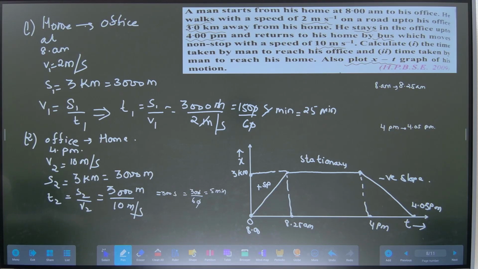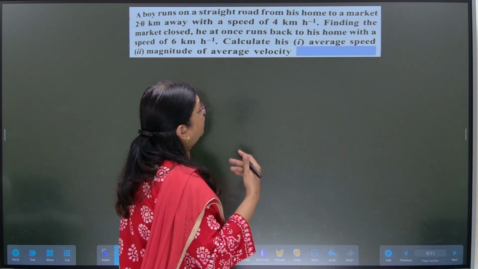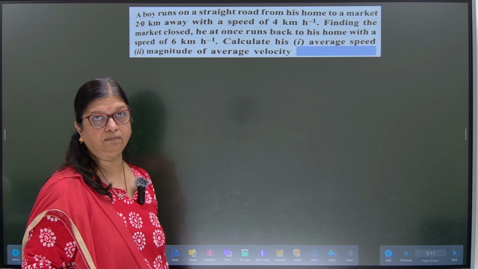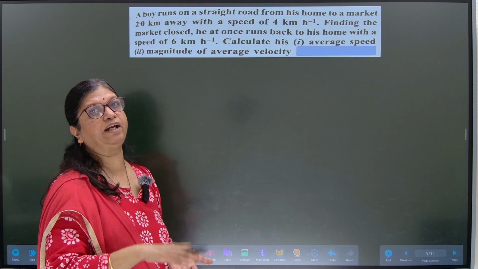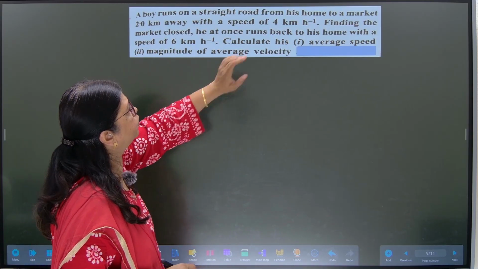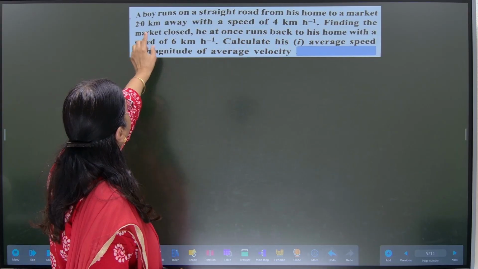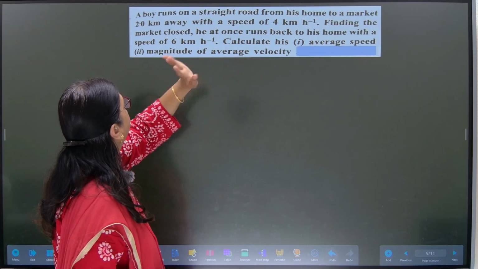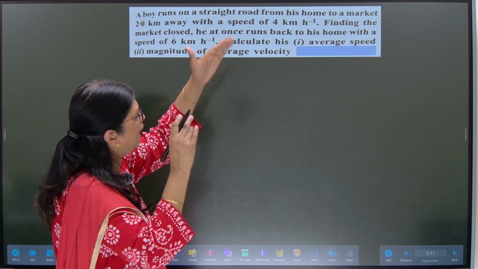Okay. Now I will go to the next question, which is again a little different from the previous question. We will first again write down what is given and find out what is asked. A boy runs on a straight road from his home to the market, 2 kilometers away, with a speed of 4 kilometers per hour. Finding the market closed, he at once runs back to his home.